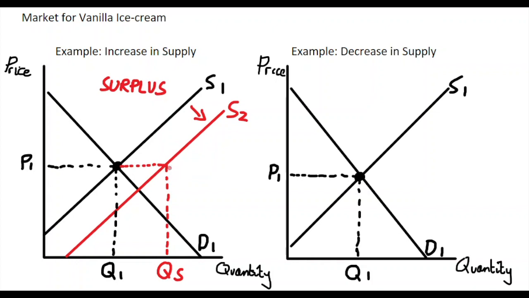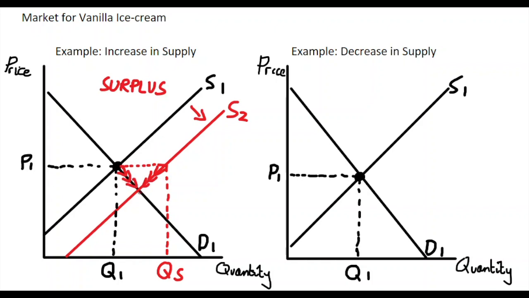With excess supply, what tends to happen is in order to clear that market, prices tend to decrease. And in this instance here, as prices decrease, it causes the quantity supplied to decrease as well, according to the law of supply. Also, as prices decrease, this causes quantity demanded to increase according to the law of demand.